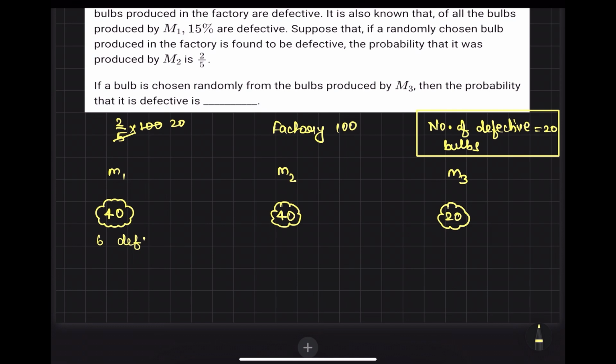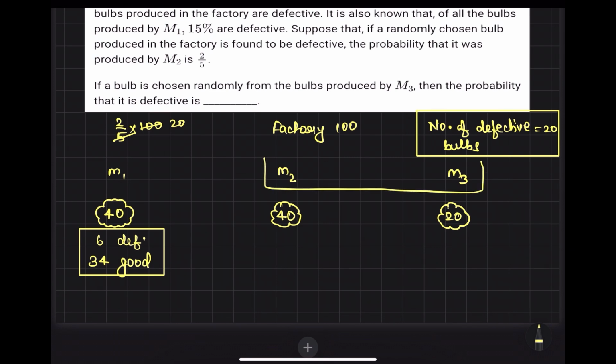So 6 defective means 34 will be good ones, and altogether you know that there are 20 defective bulbs. Out of those 20 bulbs, 6 are manufactured by M1. So 14 defective bulbs will be because of M2 and M3. Is that okay?